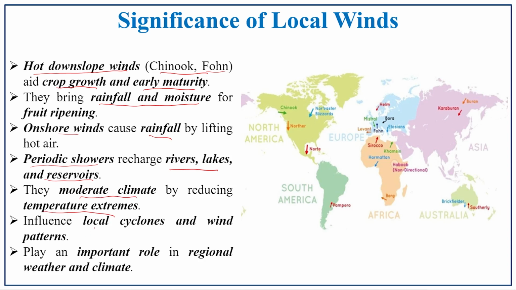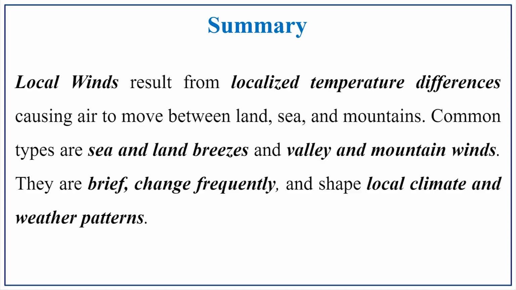It influences the local cyclone and wind pattern. So, its influence is also most important in cyclones and wind patterns. It plays an important role in regional weather and climate. Overall, at the micro level, local winds influence not only the local region, but also the global level climate.